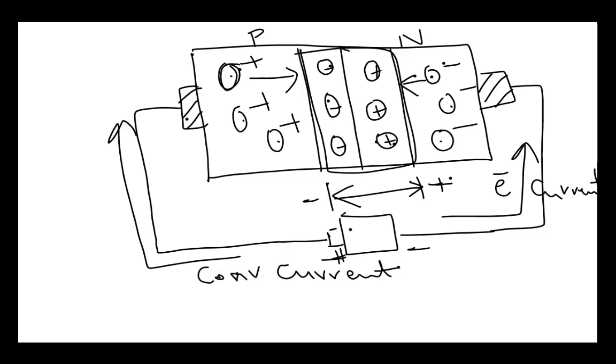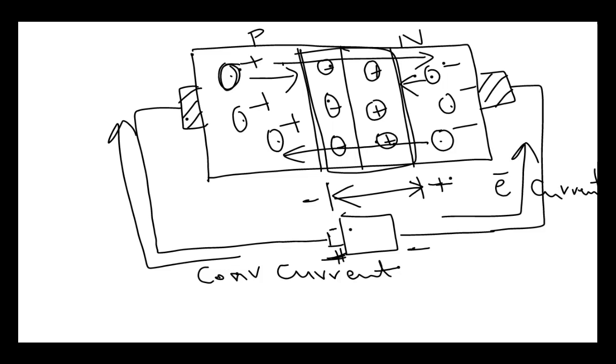The other way to look at this is that the positive terminal of the battery pulls the electrons like this. This positive terminal pulls the electrons towards this side, and on the N side the negative terminal pulls the holes towards this side.